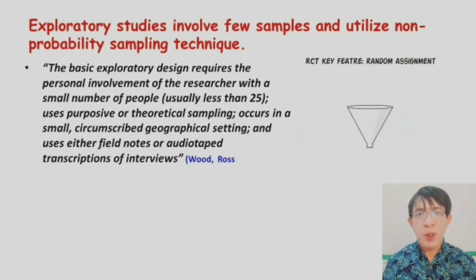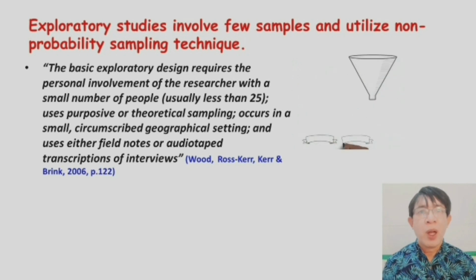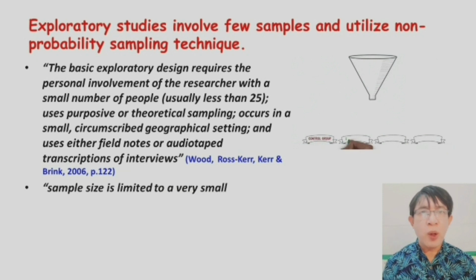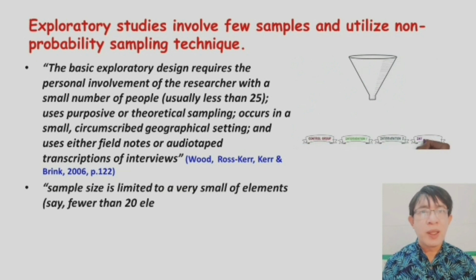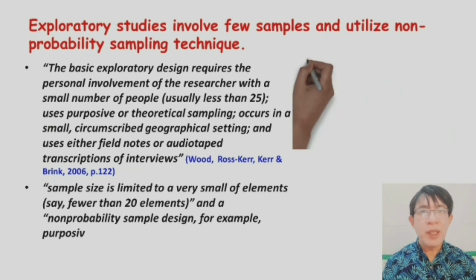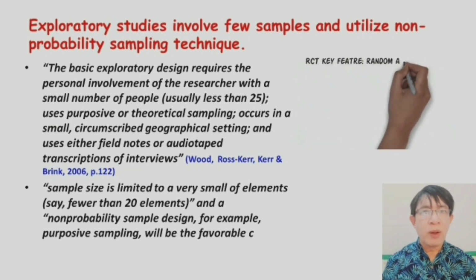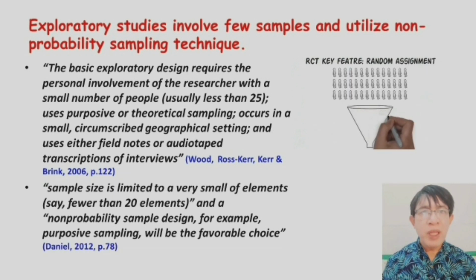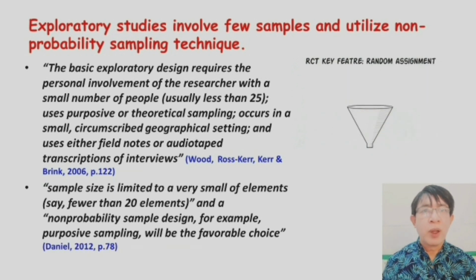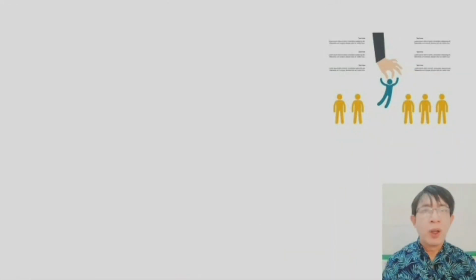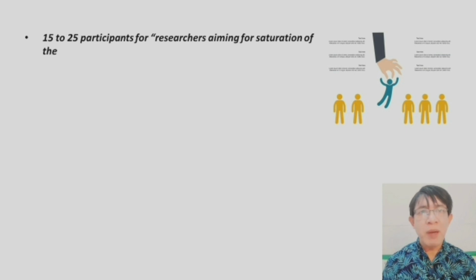tape transcriptions of interviews. On the other hand, Daniel says that sample size is limited to a very small number of elements, say fewer than 20 elements, and a non-probability sample design, for example, purposive sampling, will be the favorable choice. Moreover, Given proposes 15 to 25 participants for researchers aiming for saturation of themes.